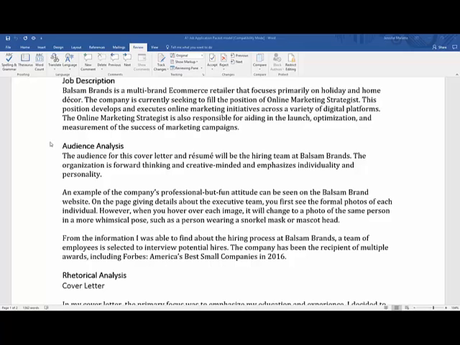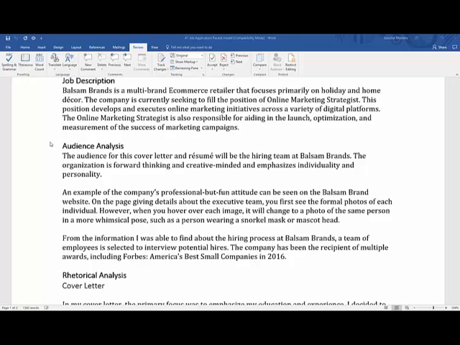So for instance, here, this person talks about Boston Brands, and she says the organization is forward-thinking and creative-minded and emphasizes individuality and personality. And she knows that because she went to their website and she looked around, and she gets the sense from their website and their materials that they don't want to be seen as stodgy or traditional. They want to be seen as creative and fun.